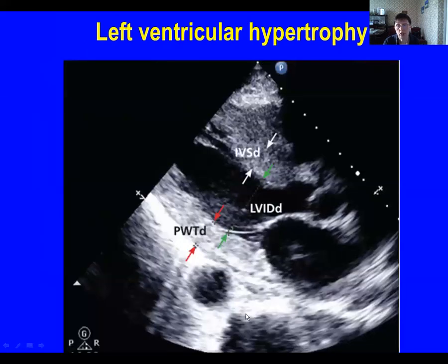And this is the picture of the long axis view of the left ventricle on the echocardiogram. Here is the cavity of the left ventricle, that is its posterior wall, and its thickness is measured. Here is interventricular septum. We also measure the thickness, and we measure the diameter of the ventricle, and all these measurements are used to calculate left ventricular mass.